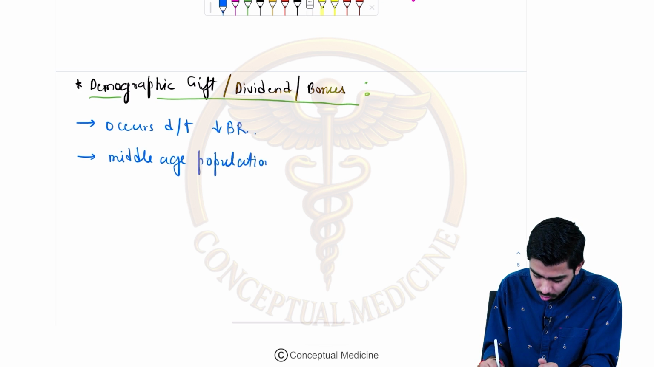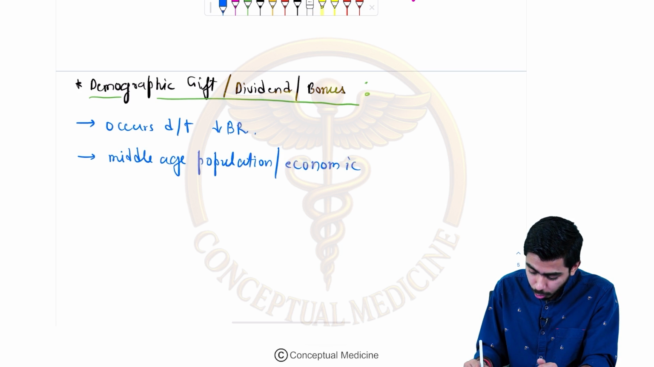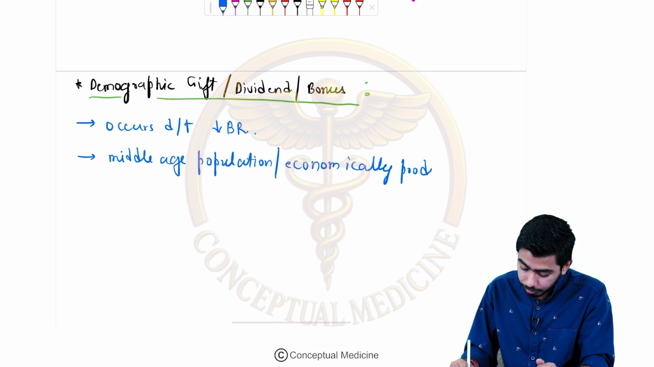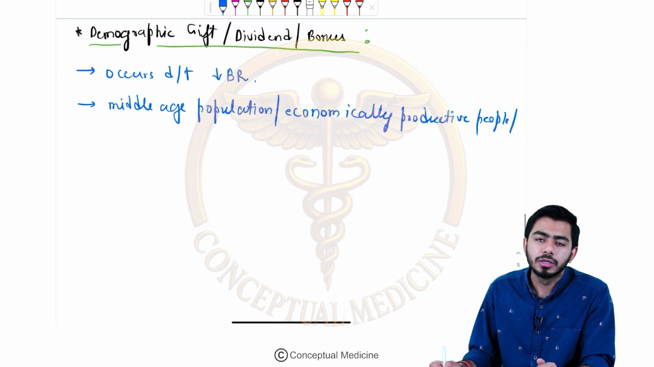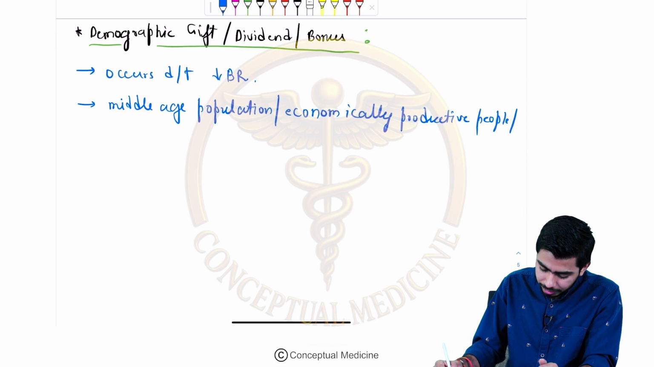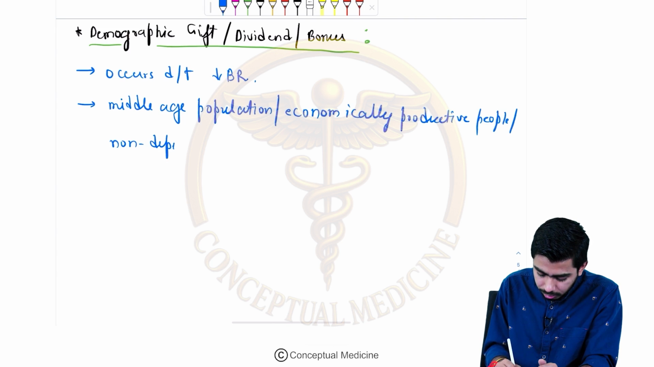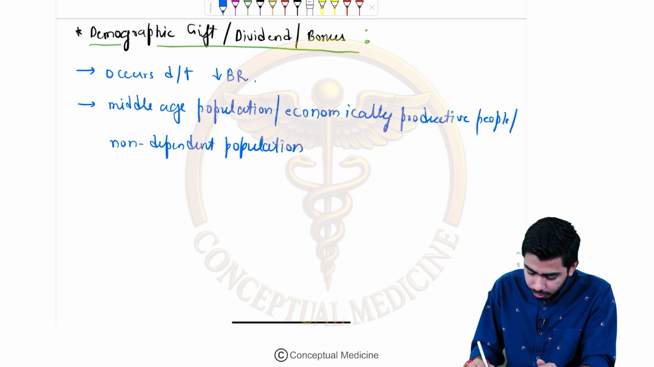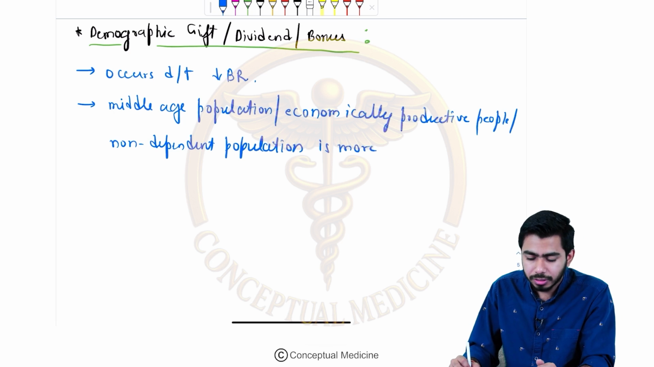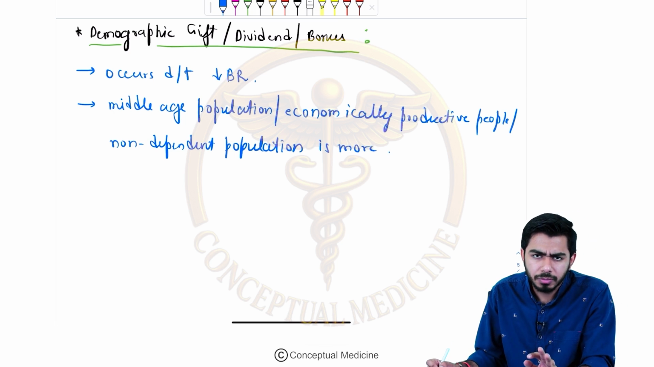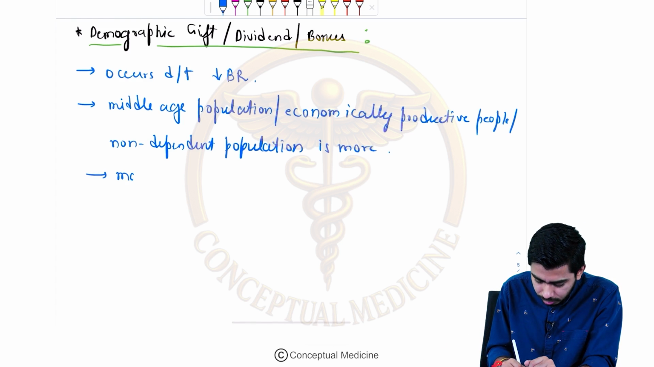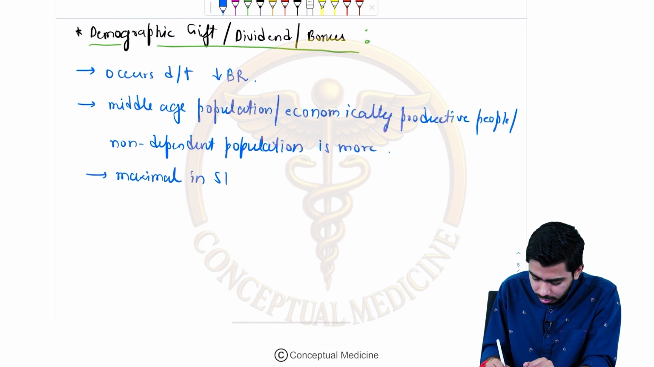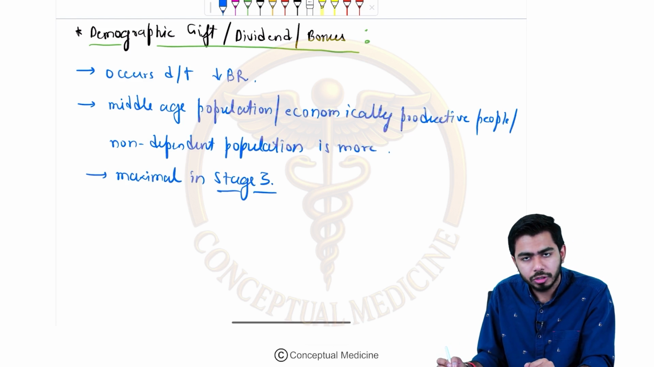Economically productive people, or non-dependent people, are more in this particular country. In whichever country the non-dependent population is more, it is the demographic gift or demographic dividend or demographic bonus to the country. Usually it is maximum in stage 3. Please remember that.